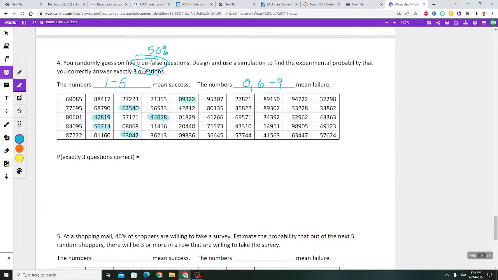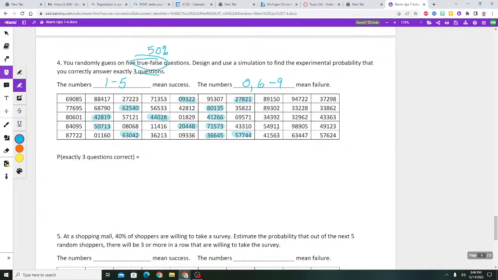This one has 4. This one has 2. This one has 3. This one has 2. This one has 2. This one has 3. This one has 3. This one has 3. This one has 3. This one has 3. This one has 4. This one has 2. This one has 4. This one has 3. This one has 2. This one has 2.